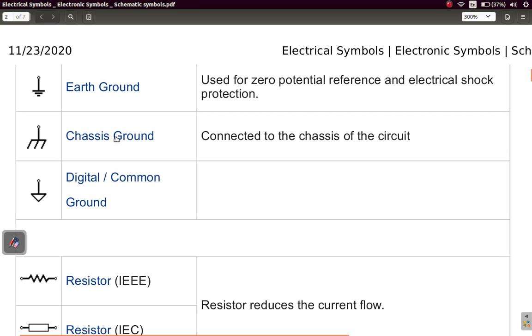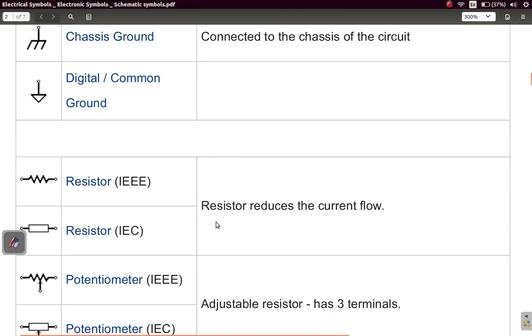The chassis ground means the shell. It could be the shell of the appliance, like the metal shell of an electric stove or a washing machine, and it must be grounded.